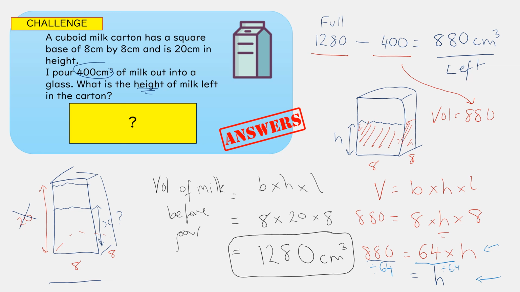So the height is going to be whatever 880 divided by 64 is. Put that in my calculator. I get 13.75. That's going to be centimetres because it's this height here. Does that seem about right? Well, yeah, it started off as 20 centimetres. We poured some out, so it's going to be less. 13.75 sounds about right. Really, really well done.